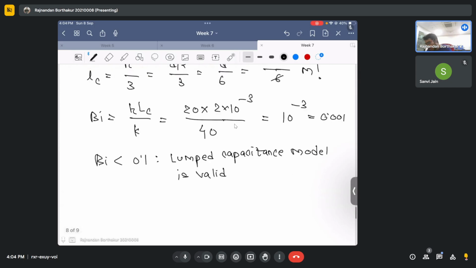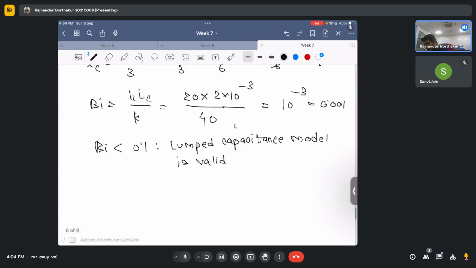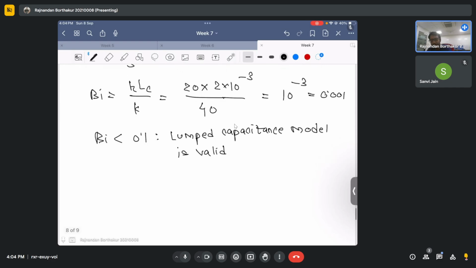Then you can directly apply the solution, which says theta by theta_i, which is nothing but T minus T infinity by T_i minus T infinity, is equal to exponent of minus. You can use any of the forms: exponent of minus t by tau_c, or exponent of minus Biot number times Fourier number. I generally like to use the Biot number times Fourier number.